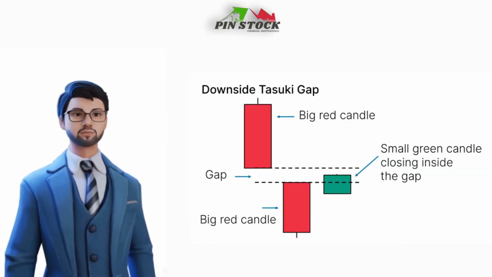Next, we traverse to the downside Tasuki gap. Picture a bearish gap, followed by a bullish candle, then another bearish gap. This visual cue signals downward momentum. The bears are dominating, keeping the downward pressure. When you come across a downside Tasuki gap, anticipate the continuation of the downward trend.